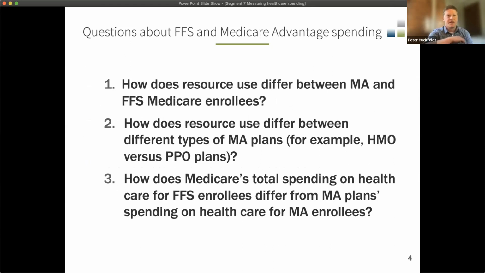So just to start, there are different types of questions that you might want to study once you have access to Medicare Advantage Encounter Data. You might want to know, how much does resource use differ between Medicare Advantage and fee-for-service Medicare enrollees. You might want to compare resource use and spending between different types of Medicare Advantage plans, for example, HMO plans versus PPO plans. And then you might also care about how Medicare's spending on healthcare for fee-for-service beneficiaries differs from what Medicare Advantage plans spend on healthcare for Medicare Advantage enrollees.